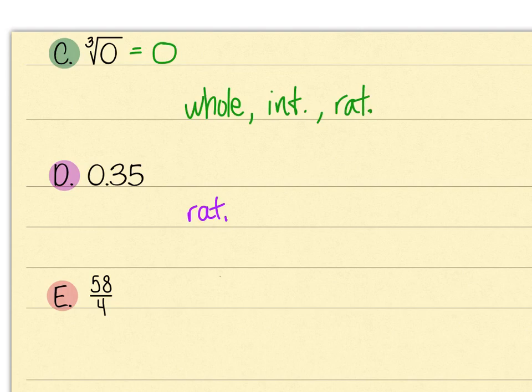Example E, 58 fourths, or 58 divided by 4. 58 divided by 4 is equal to 14.5, so that is another terminating decimal. So this one's just going to be rational, just like the last problem.